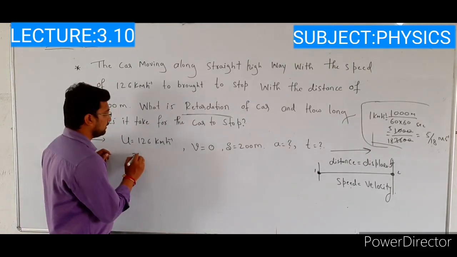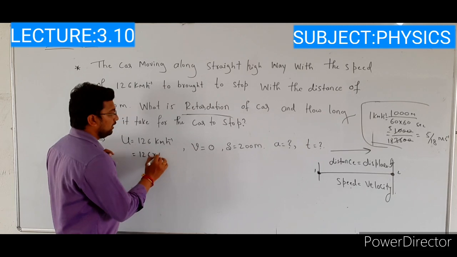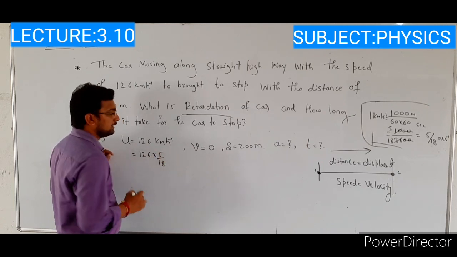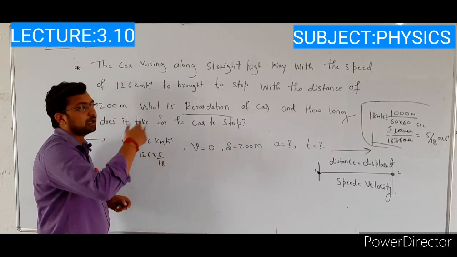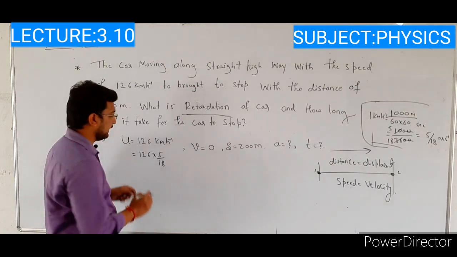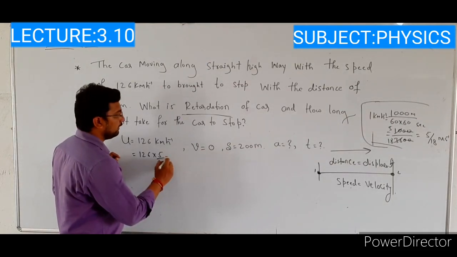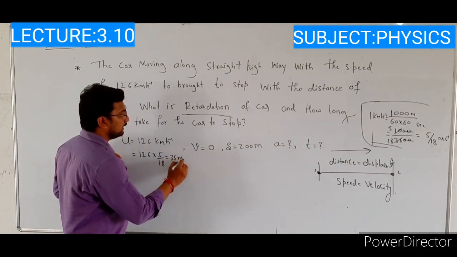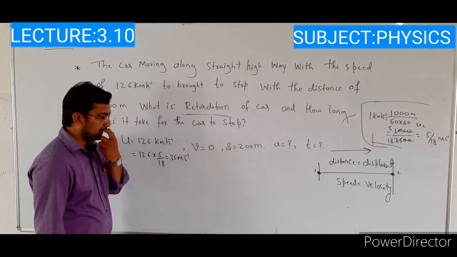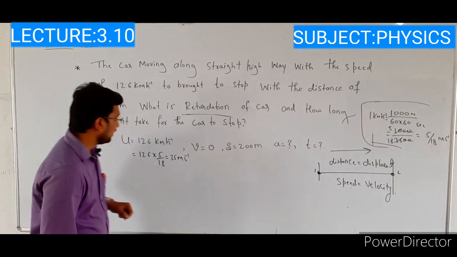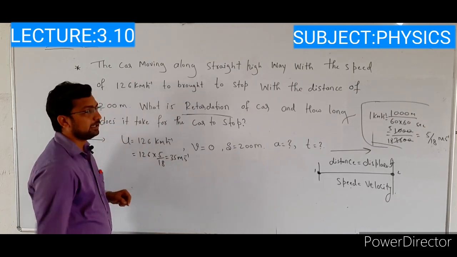See here, we are multiplying this by 5 by 18. Then it converts from kilometer per hour to meter per second. So its value is 35 meter per second. So then, how does the value 5 by 18 come?